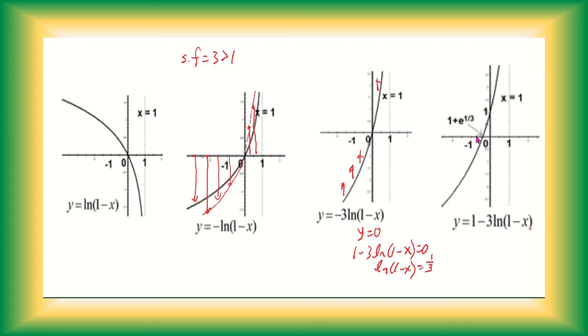Now to find x, ln shifted to the right-hand side becomes exponential. So x is equal to 1 plus e to the power of 1 over 3. Now we label the x-intercept with 1 plus e to the power of 1 over 3 here. So finally this is the curve.